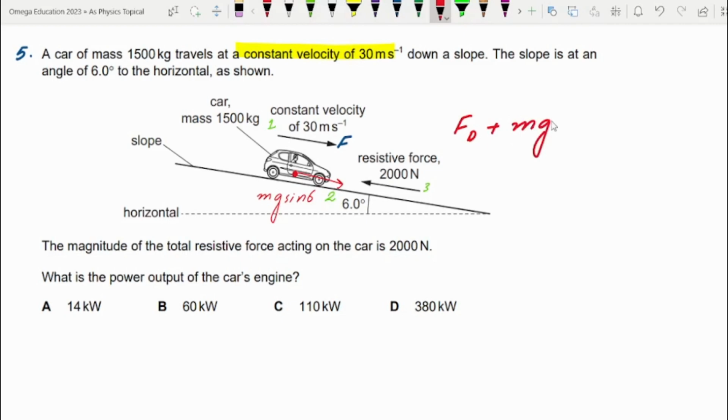So see, this time mg sine theta is in our favor. It's being added with the driving force, because now we have to go down the ramp. In the previous examples, we were going up the ramp, so mg sine theta was actually going against us. So the engine had to do some extra work in order to compensate for that force. In this case, the sum of forward forces is Fd, the driving force, plus mg sine theta, and that equals the sum of backward forces, which is only a single one, the resistance or the friction.